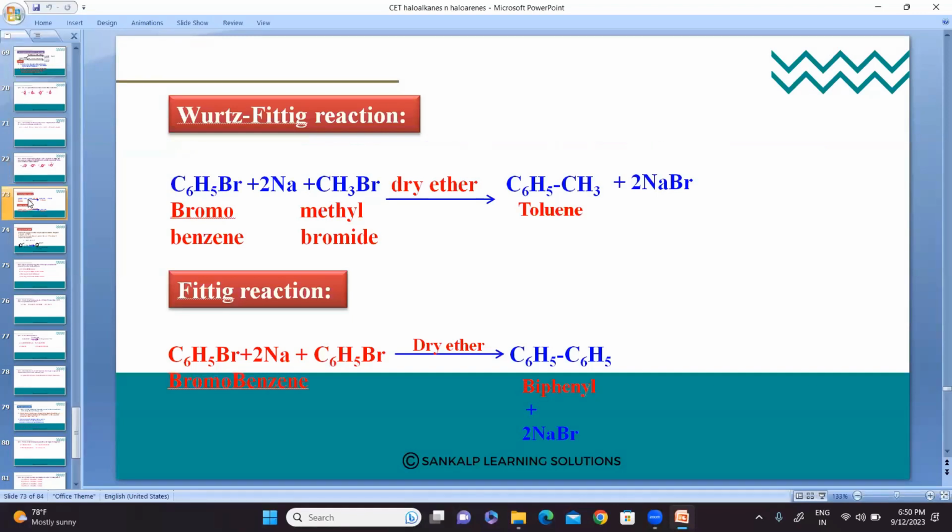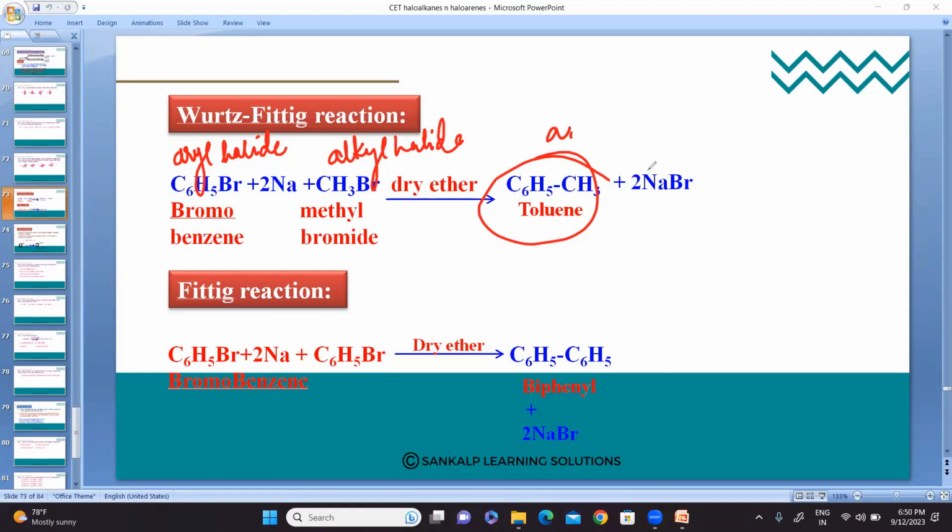What is the Wurtz-Fittig reaction? As we have discussed earlier also, in the Wurtz-Fittig reaction, there is one aryl halide and one alkyl halide. When a molecule of aryl halide reacts with one alkyl halide, it forms an alkyl aryl compound. I've explained this before in the methods of preparation.